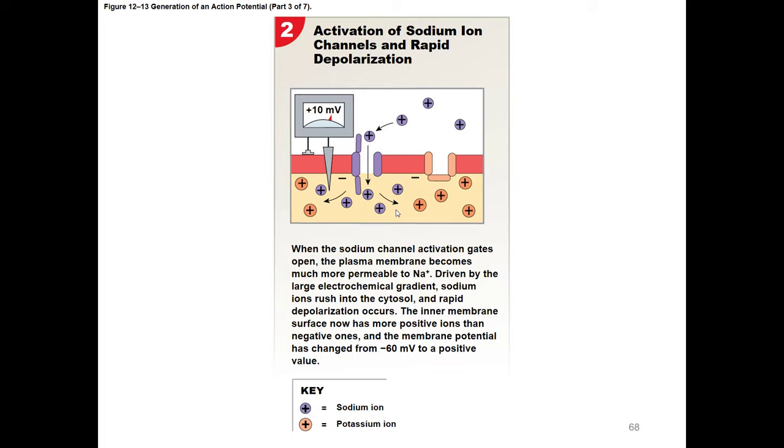Okay? And all that positivity rushing into the cell is going to bring positivity into the cell, we call that rapid depolarization because we went from negative 70 and we're now at positive 10. So that's a big change towards the positive. The inner membrane surface has now more positive ions than negative. So the membrane potential goes from negative to a positive number. So sodium rushed in, bringing positivity, our number goes up. That is depolarization.